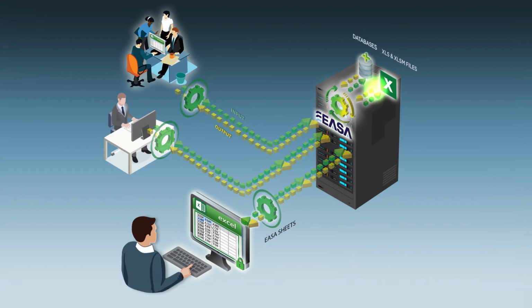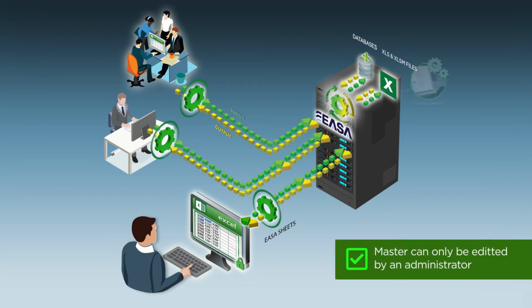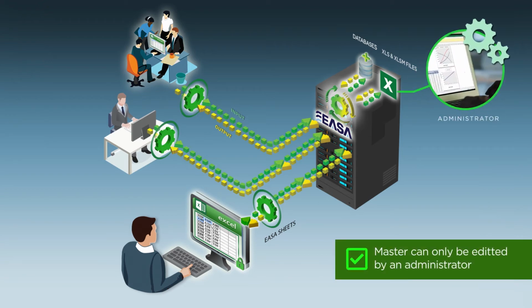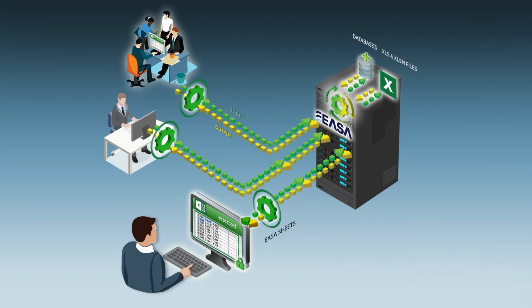EASA Sheets can deliver multiple copies of the master, so it is a multi-user system, with no danger of interfering with each other, and the master copy can only be updated by an authorized administrator. They simply edit the new copy with the desired changes, and re-upload this as the new master, and this becomes the one version now delivered to all subsequent users.